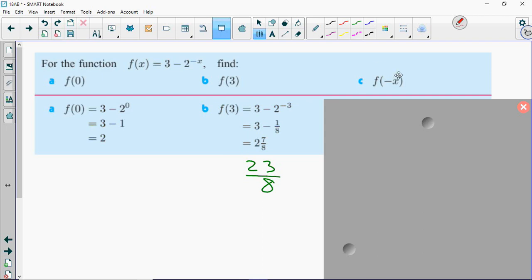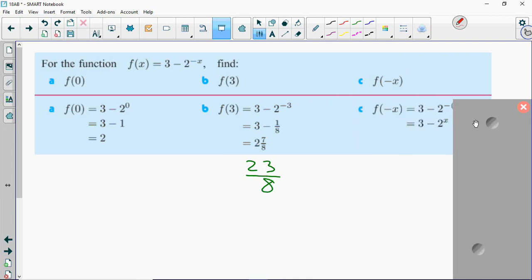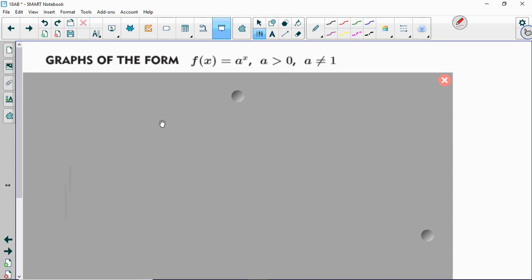And for this third one, we're not going to get a numerical answer out of this, but we are going to replace this x with a negative x. So what is that going to make our function? Well, it's just going to be 3 minus 2 to the power of negative x, which is 3 minus 2 to the x.